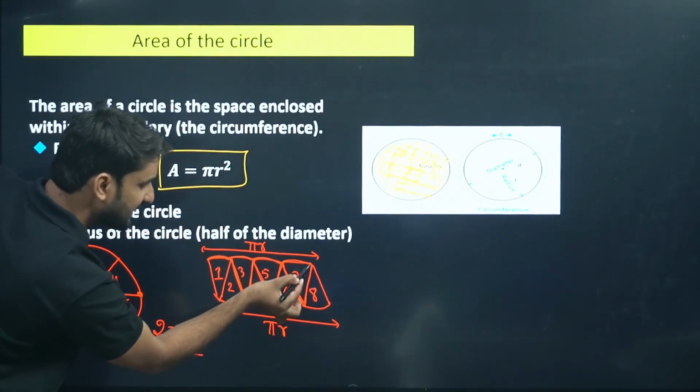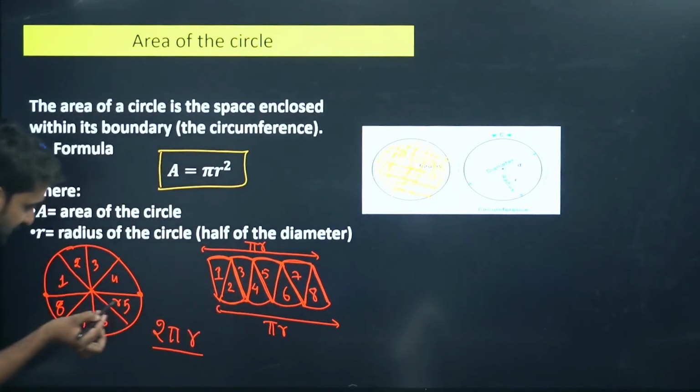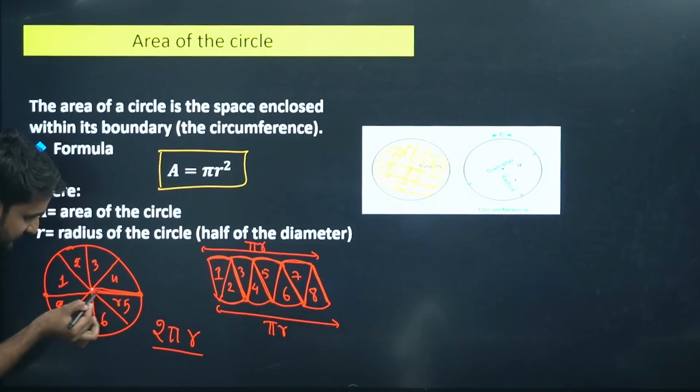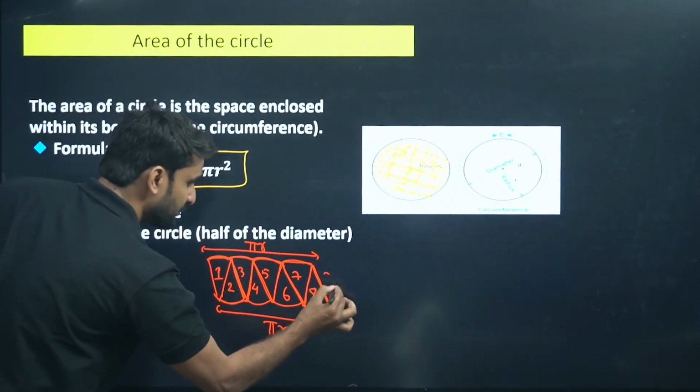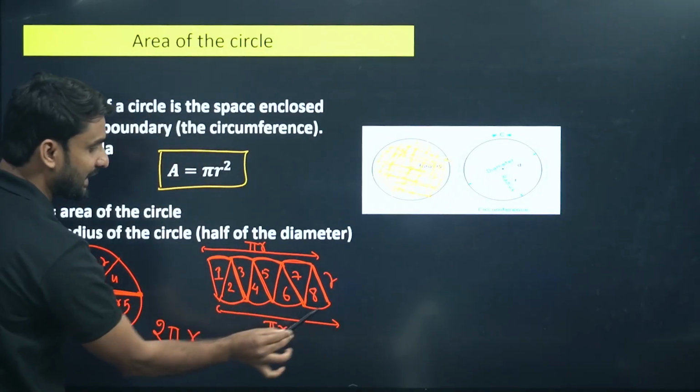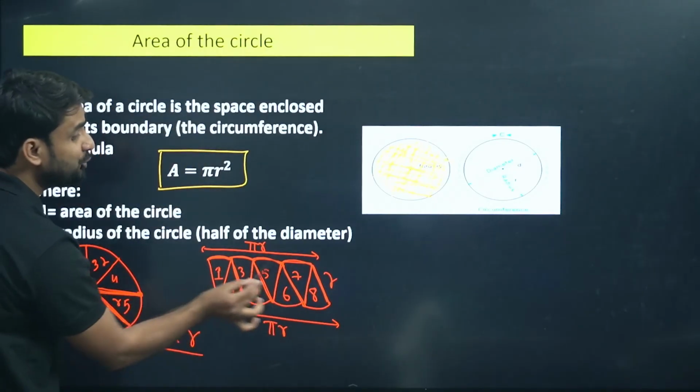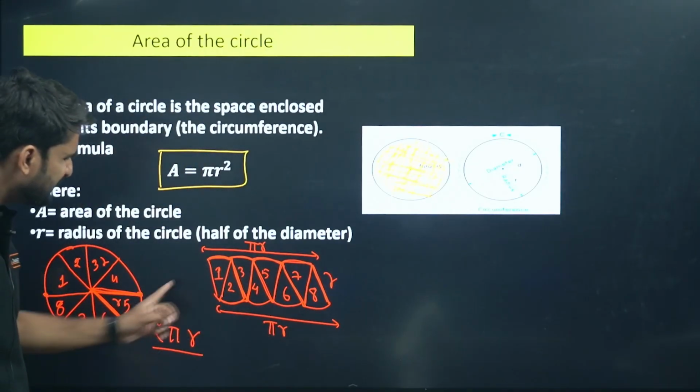And what is this length? This is the length of the slice, the length of the sector, and that is equal to the radius, nothing else, the radius. So this is the radius. Now assume this diagram as a rectangle. Just assume this diagram as a rectangle.